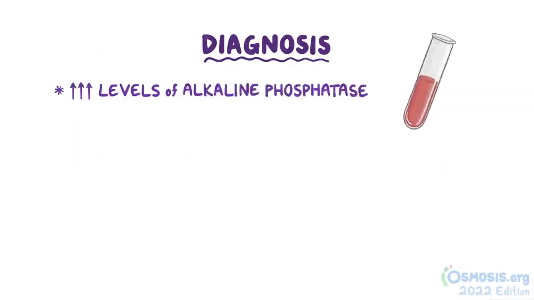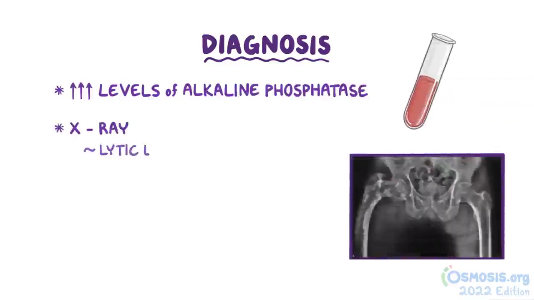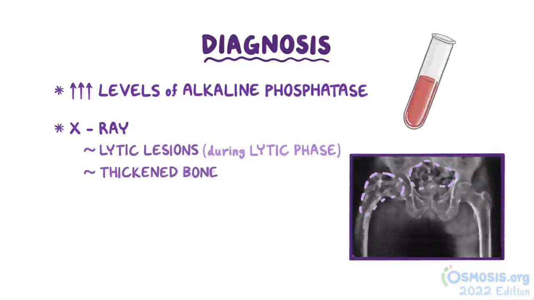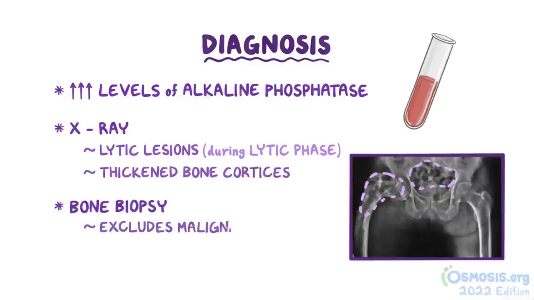The diagnosis of Paget's disease of bone is usually done by checking for elevated levels of alkaline phosphatase. In addition, an X-ray might show lytic lesions during the lytic phase of the disease, or thickened bone cortices in advanced cases. Finally, a bone biopsy is usually done to exclude malignancies, which can mimic some of the findings of Paget's disease of bone.